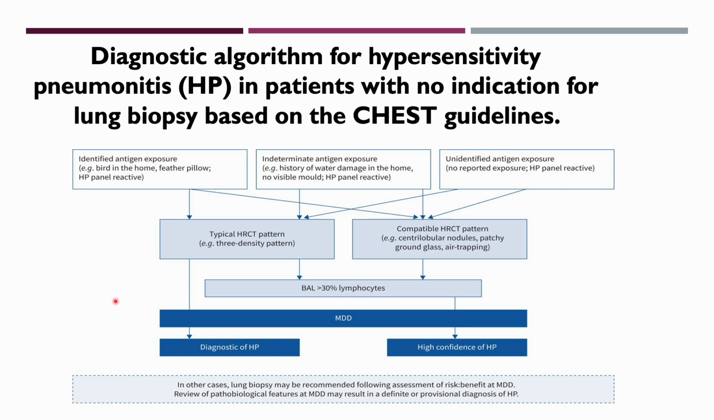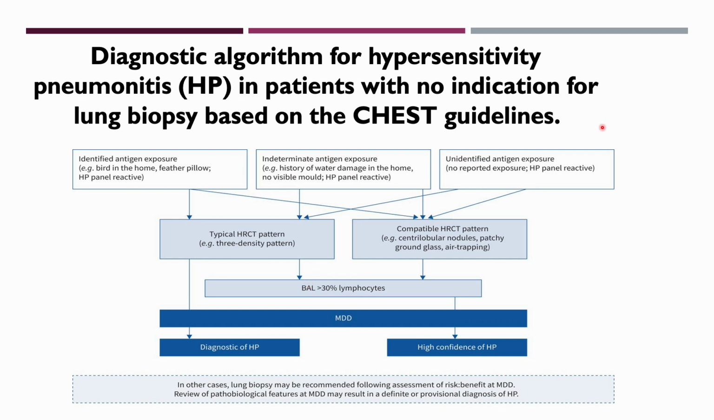So, if you know that there is an identifiable antigen exposure, and the typical HRCT pattern, which we'll be discussing, you may or may not have the BAL. You could do an MDD and diagnose HP. If you have an indeterminate exposure, you don't have a very good exposure, but the pattern is typical, you could do a BAL here to support your diagnosis and start him on treatment.